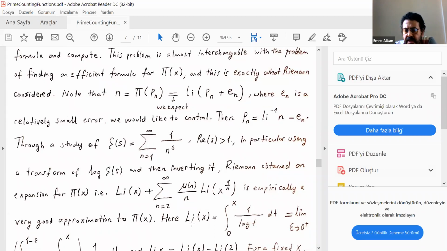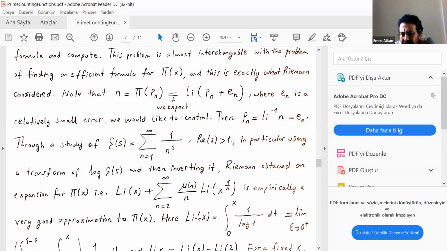Now, of course, along the way, Riemann needed a more intrinsic definition of the logarithmic integral. After all, the lower limit of the logarithmic integral looks a little bit arbitrary. We put 2 there at the beginning, but it turns out to be better if we do it at 0. So that's the intrinsic definition that Riemann offers.